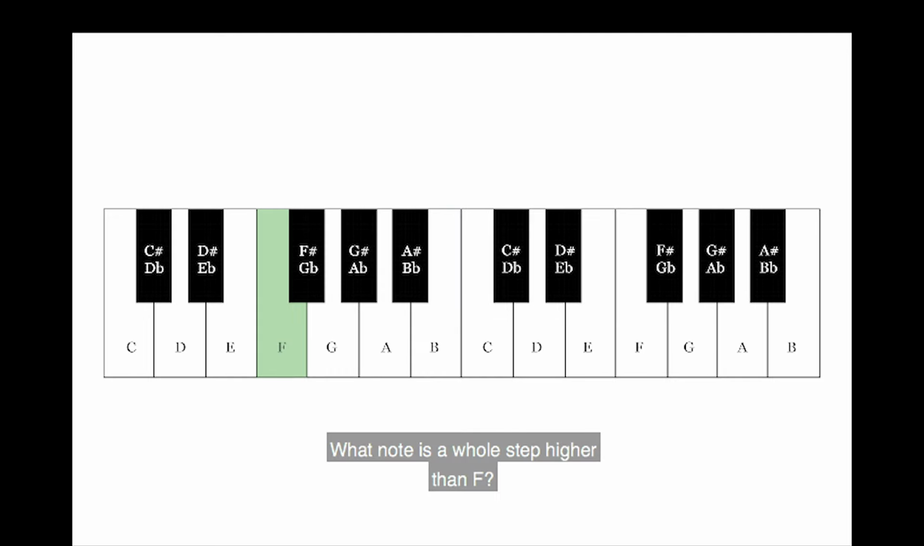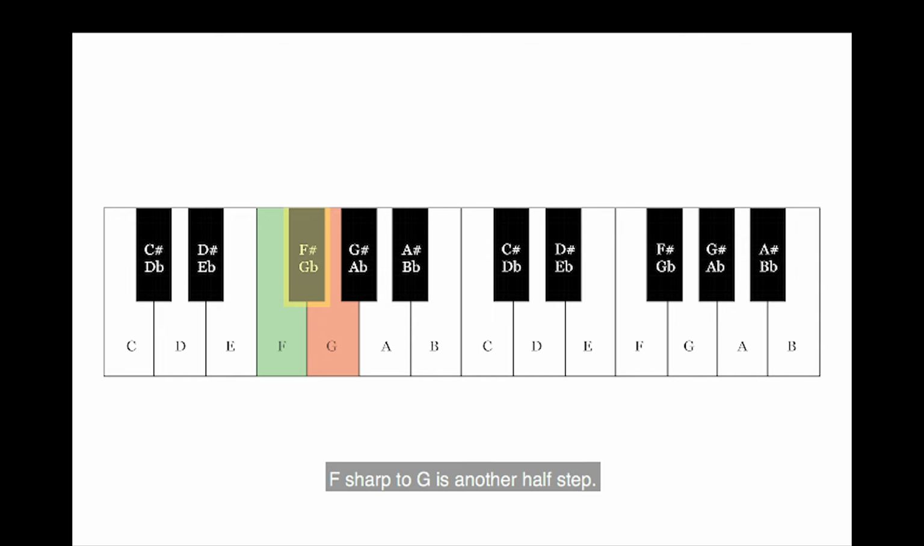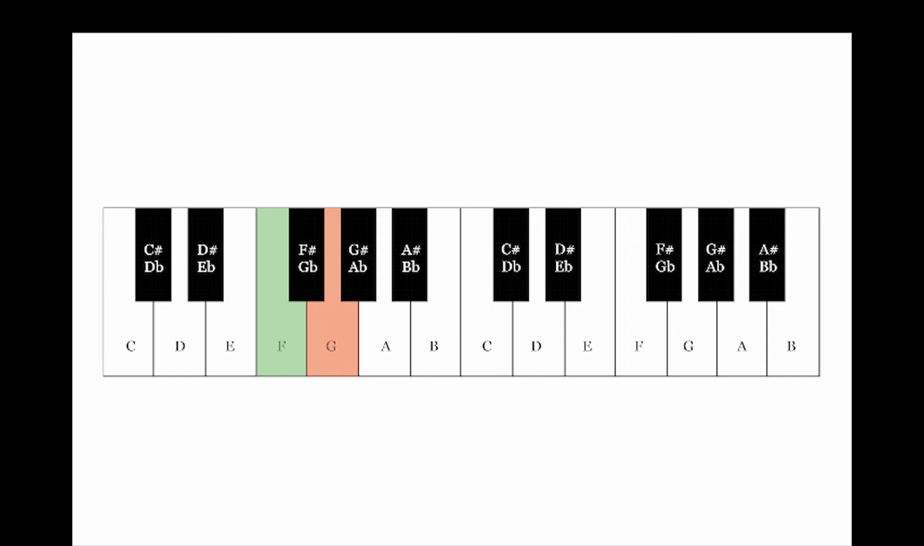What note is a whole step higher than F? Here's F. F to F sharp is a half step. F sharp to G is another half step. 2 half steps equals a whole step. So G is a whole step higher than F.